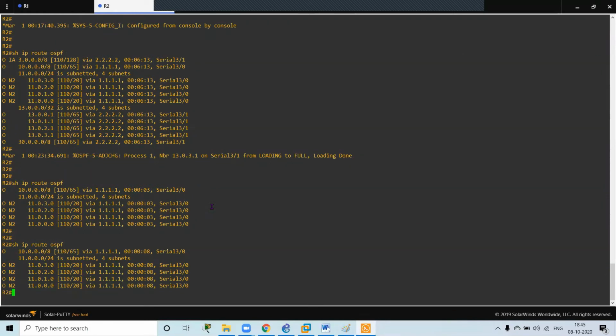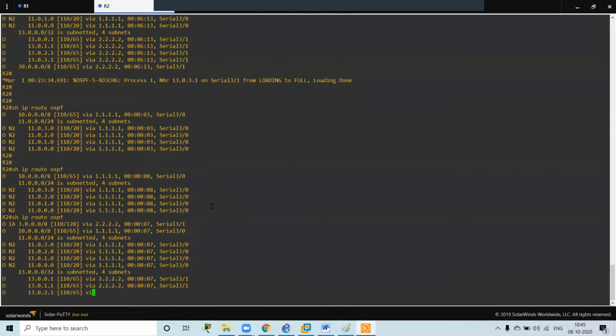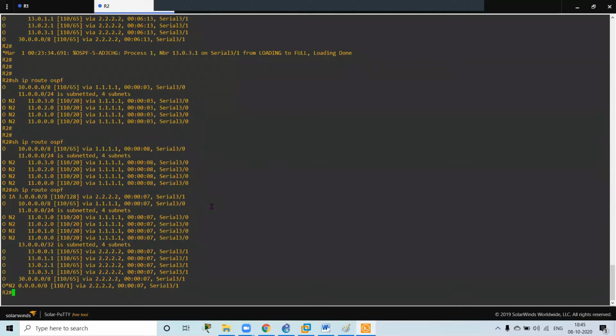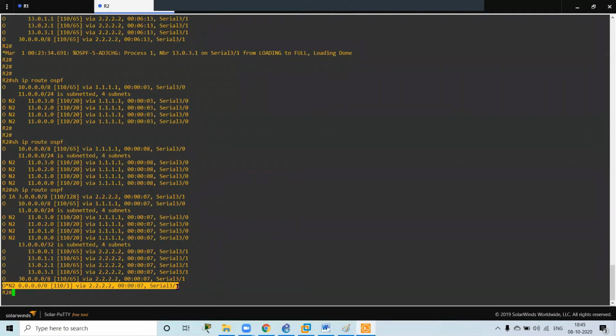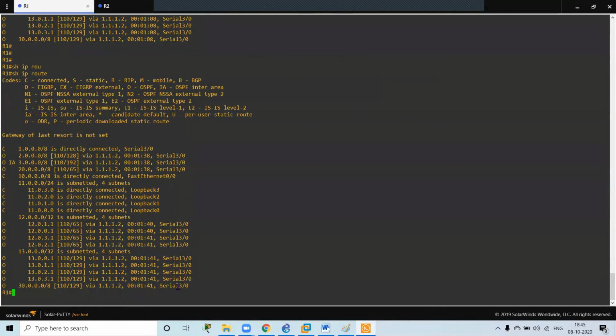I have given it on R3 only. R3 is the ABR router. Yeah, it took some time to converge. You can see now I got an external route. Now I've got an external route O star N2 for the 14 dot network.